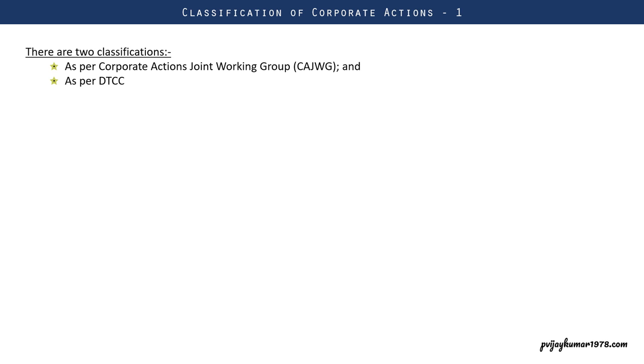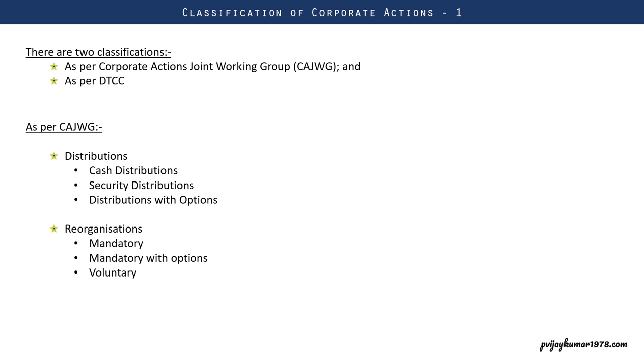Classification of corporate actions. There are two classifications of corporate actions. One is as per the Corporate Actions Working Committee group. The other is as per the DTCC. As per the Corporate Actions Working Committee group, the corporate actions are divided into distributions and reorganizations. The distributions are further divided into cash distributions, security distributions, and distributions with options. The reorganizations are further divided into mandatory corporate actions, mandatory with options, and voluntarily. In case of DTCC classifications, the corporate actions are divided into distributions, redemptions, and reorganizations.